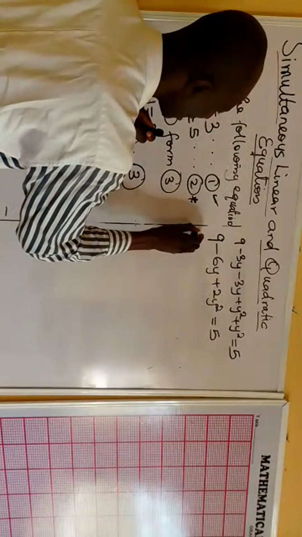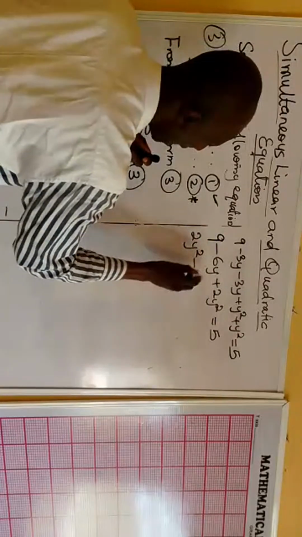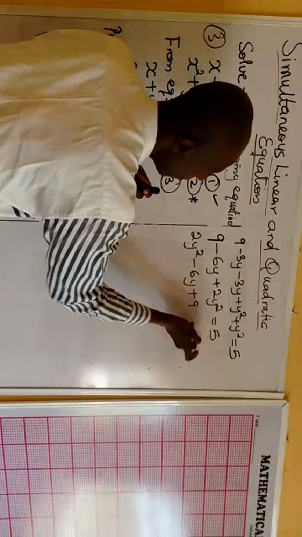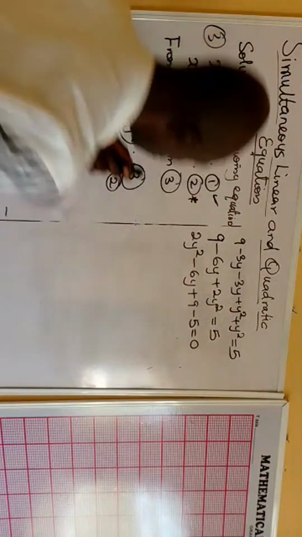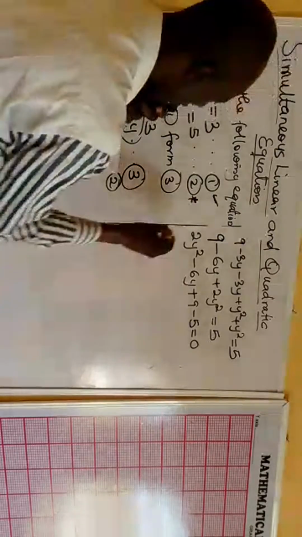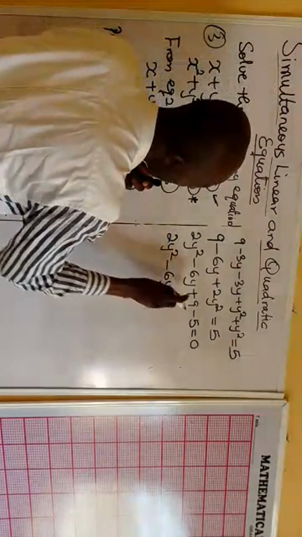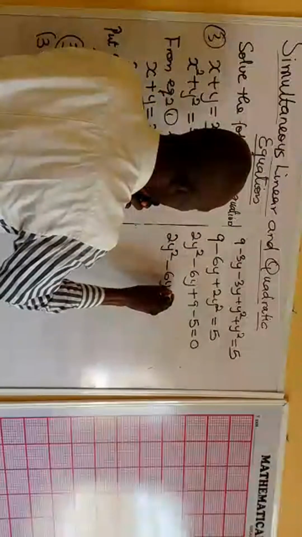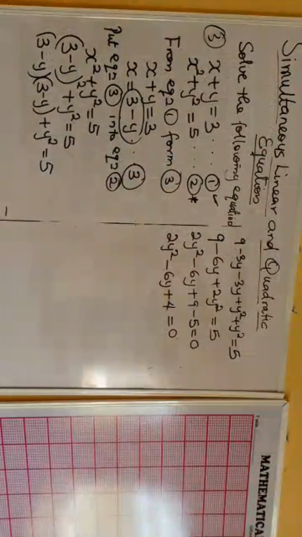Now let me rearrange. That's 2y squared minus 6y plus 9. When this plus 5 crosses, it becomes minus 5, and it is now equal to 0. Now, here is 2y squared minus 6y plus 9 minus 5, which is plus 4, because 9 minus 5 is equal to 4, and it equals 0.